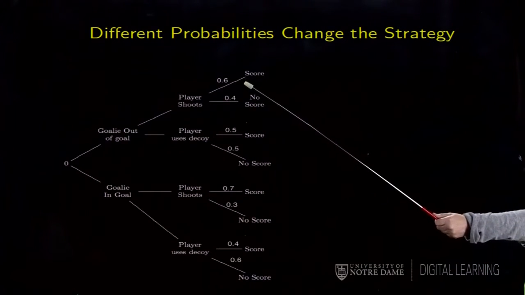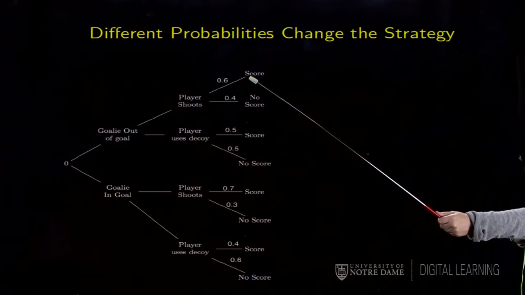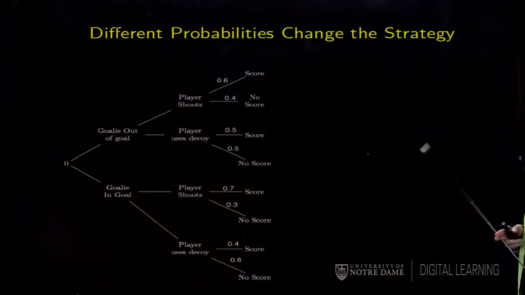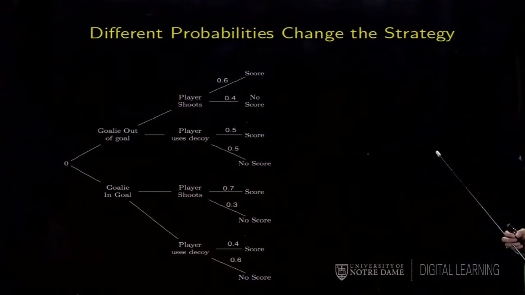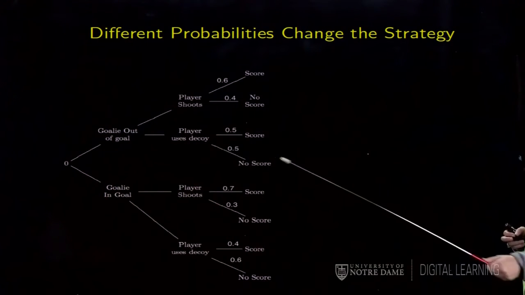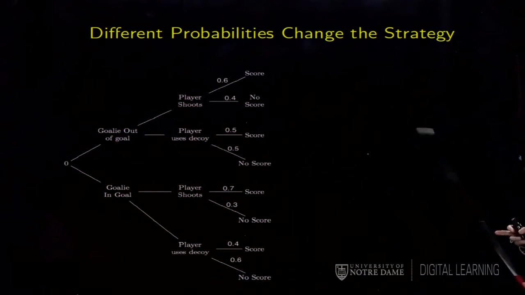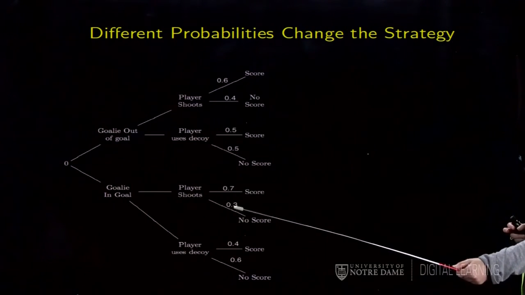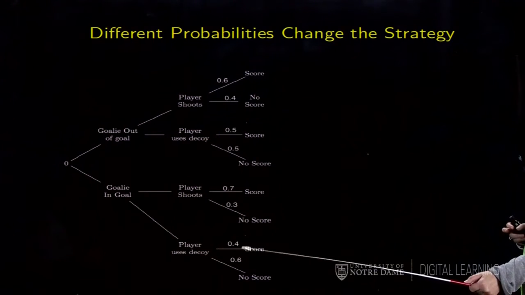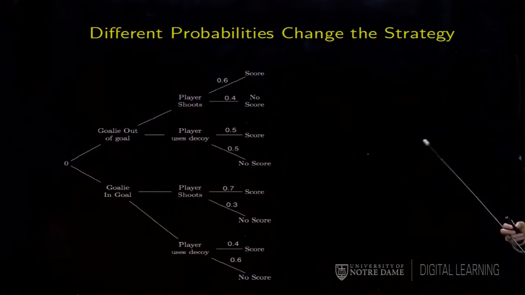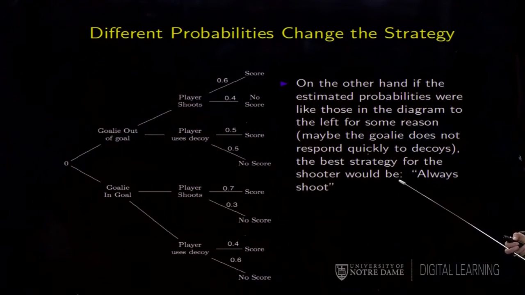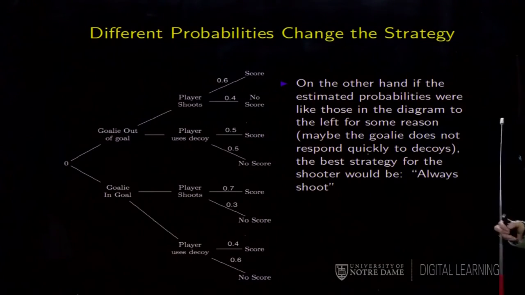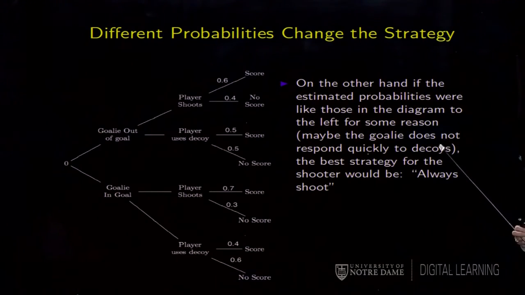So in this case, the best strategy is the one that leads to the greatest probability of scoring, which is to shoot. So if the goalie is out of the goal, the player should shoot. And if the goalie is in the goal, then also shooting gives the greatest probability of scoring. So the strategy in this case can be summarized as: no matter what the goalie is doing, the player should always shoot.